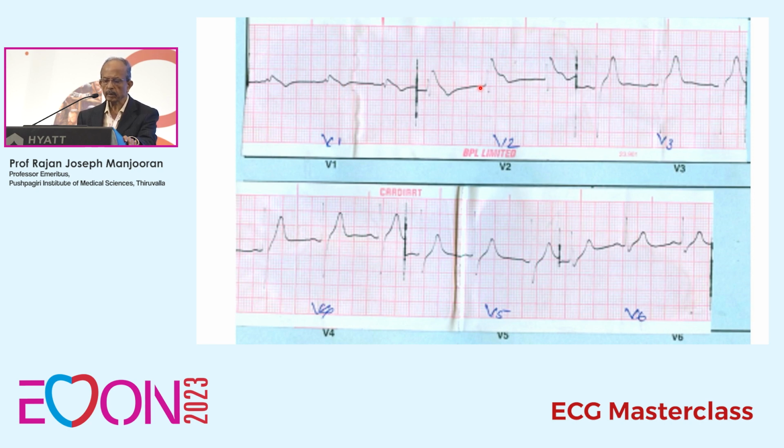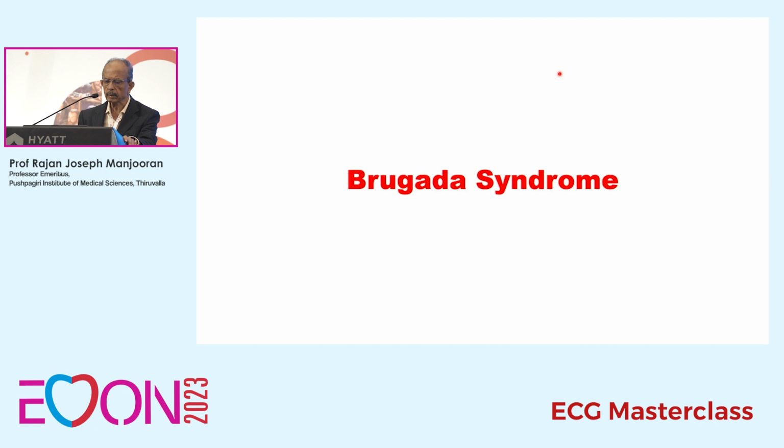Here is a situation where you are seeing an ST elevation in V1, V2 and V3. This is another situation where you can see ST elevation in V1, V2, not in V3. Here also is another patient with ST elevation in V1, V2, to some extent in V3. So whenever you are having an ST elevation in V1, V2, V3, a possibility of Brugada syndrome should be considered.